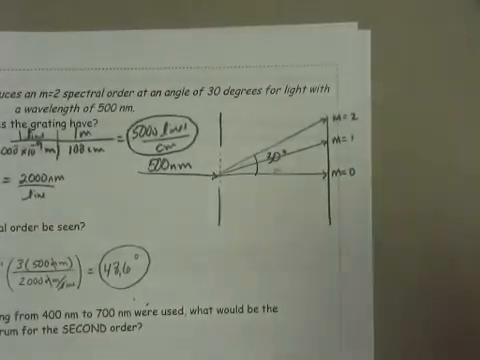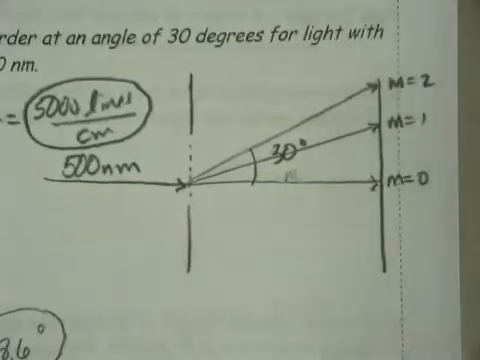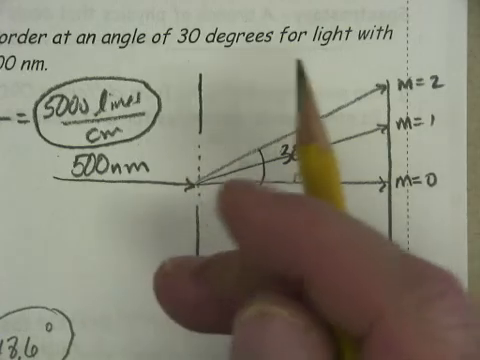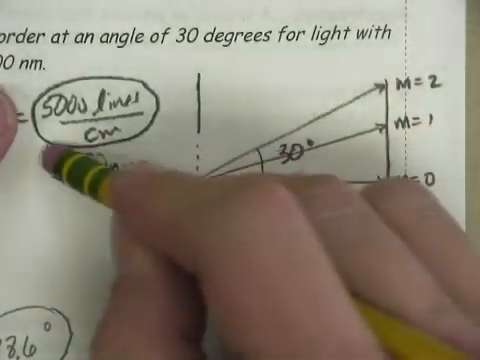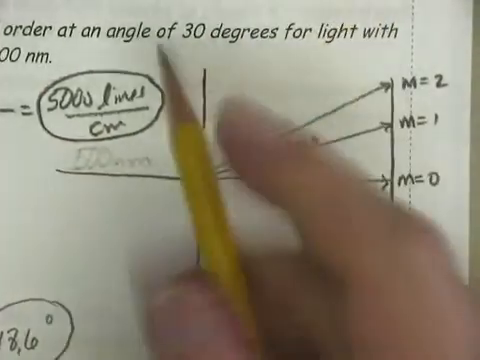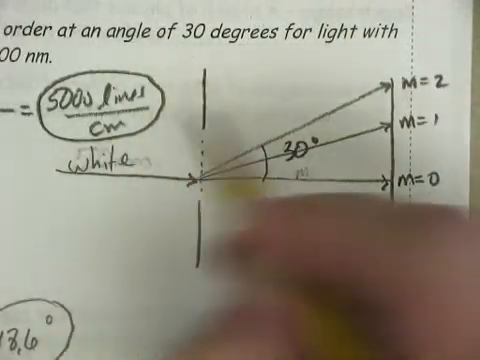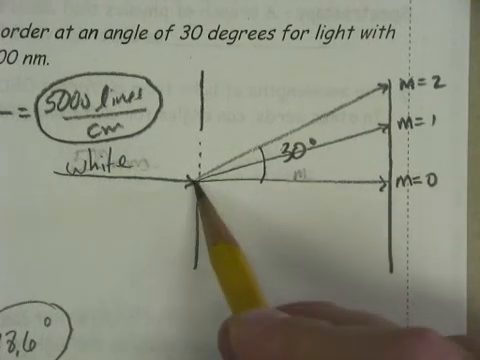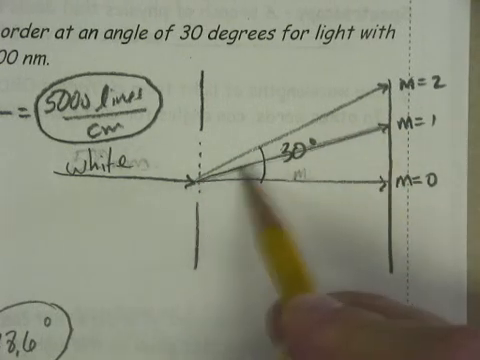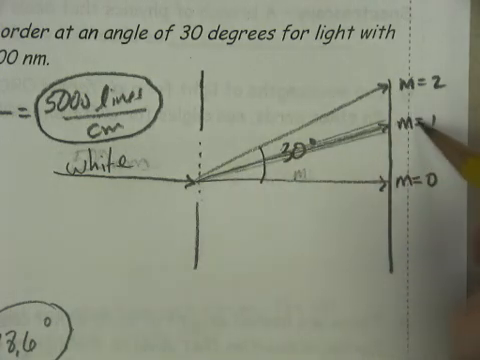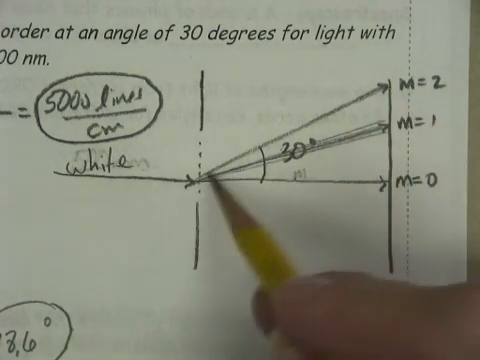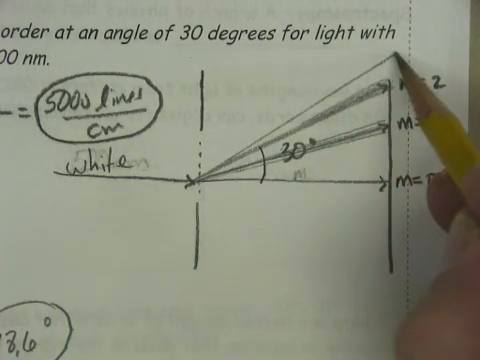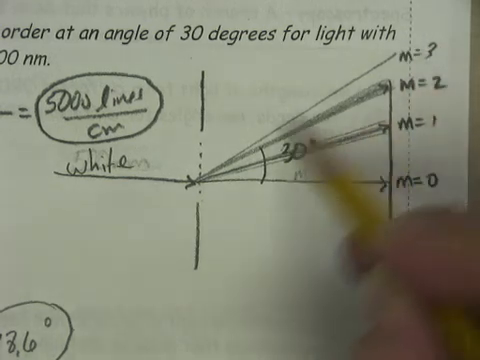I'm going to go back up to my diagram above and look at this. Now, in letter A, we had just one color going through, and that was 500 nanometers. This time, we're going to have a whole spectrum of colors. We're going to have white light passing through. And so when white light comes through, you'll get a spectrum, Roy G. Biv, for the first order. You'll get a spectrum, Roy G. Biv, for the second order, and you'll get a spectrum for the third order.